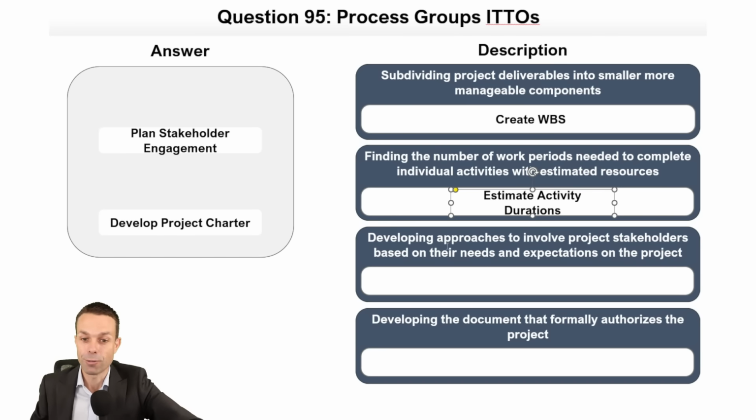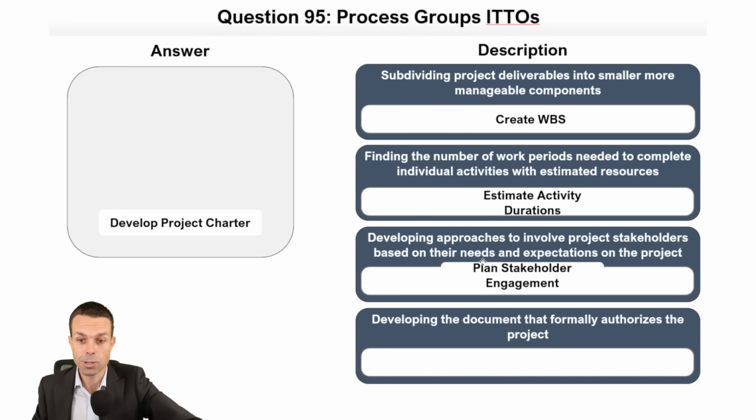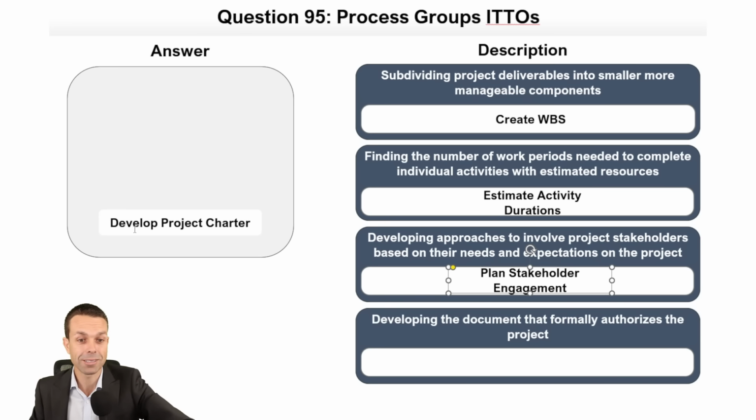Developing approaches to involve project stakeholders based on their needs. That's planning stakeholder engagement. And lastly, developing the document that formally authorizes our project. That's our project charter. Let's double check. And that is wonderful stuff. Process Groups Practice Guide, if you want to check that out for yourself, under all of those inputs, tools and techniques, and outputs.